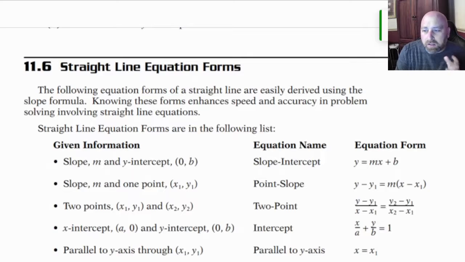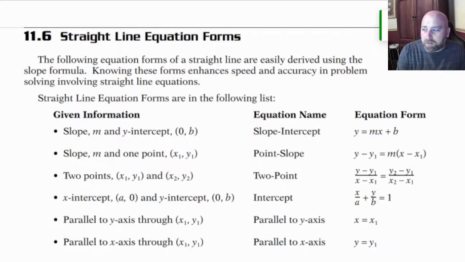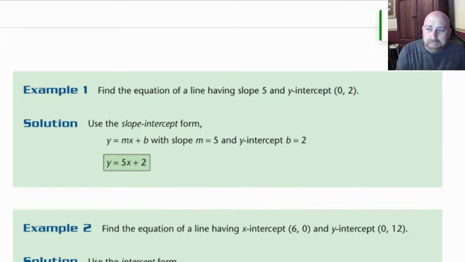Then a line that's parallel to the y-axis is x equals x1, and one that is parallel to the x-axis is y equals y1. You'll see what all that means here in just a moment. All right, let's turn the page to 218.